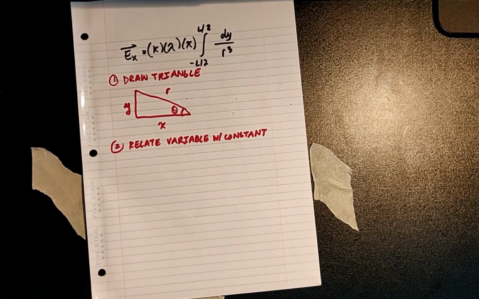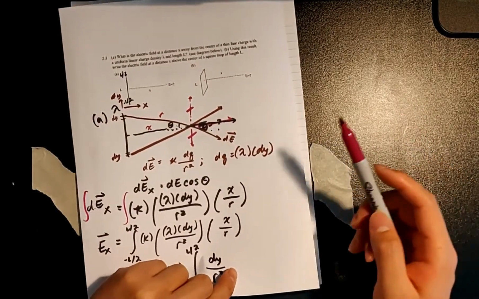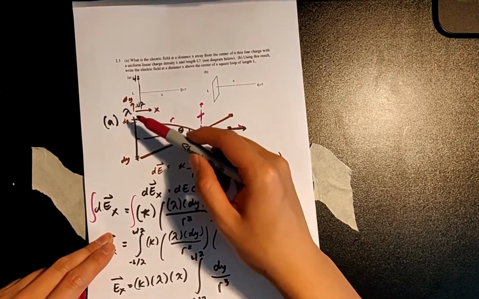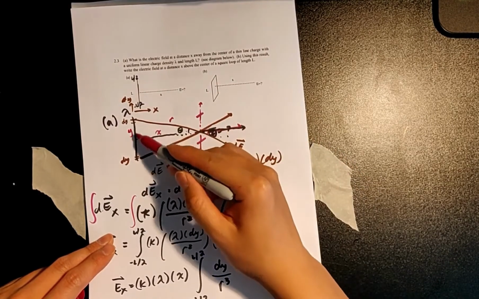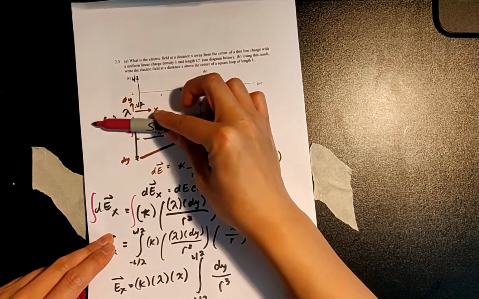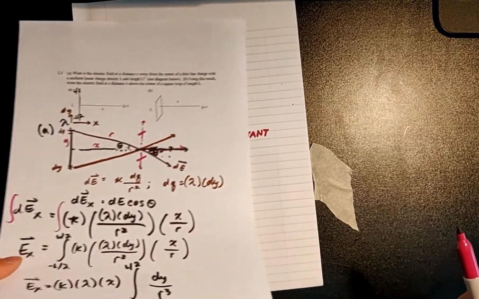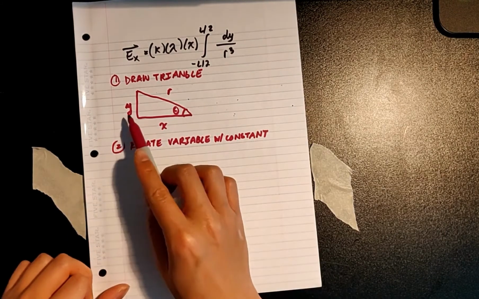So the question comes, what is our variable in this case? Well, once you think about it, x is our constant, as I said before. Y is going to be a variable because this dy can be anywhere. So if we call this length y, then dy can be here, here, here, here, here. It doesn't matter. That means our y is going to be changing. So how do we relate our variable with our constant?